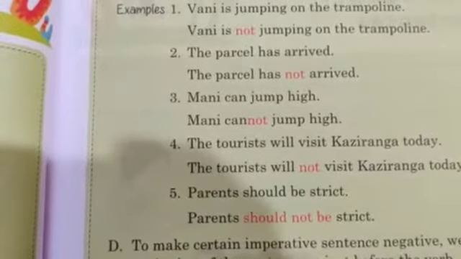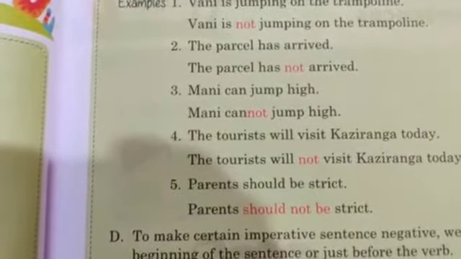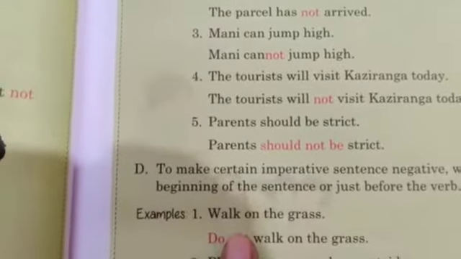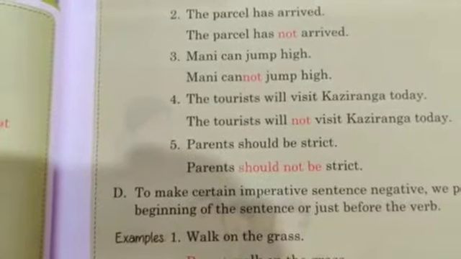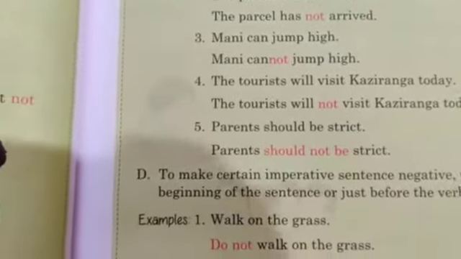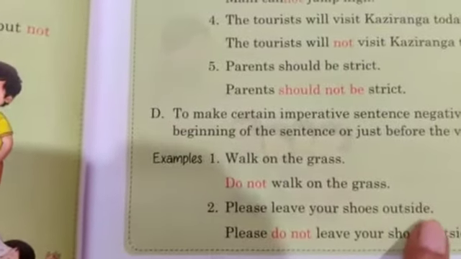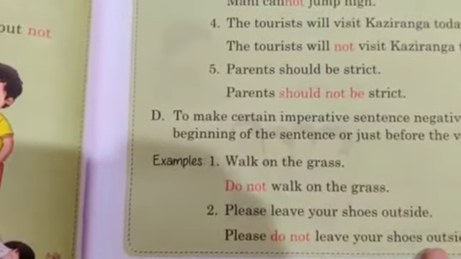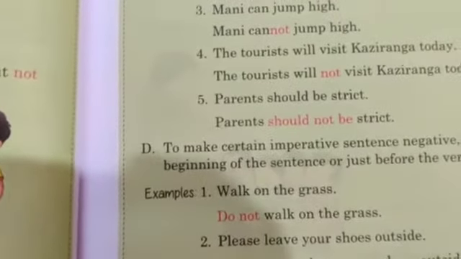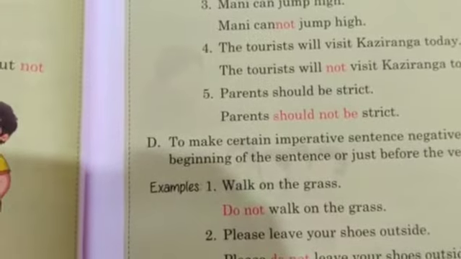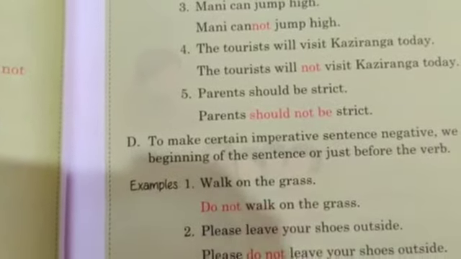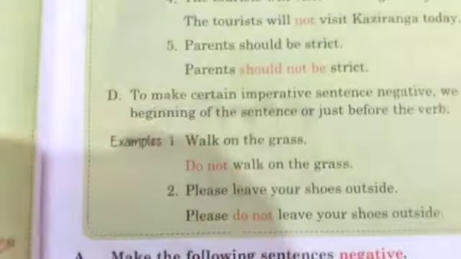If the sentences are imperative and we have to change them into negative, we put do not or don't in the beginning of the sentence or just before the verb. Walk on the grass. Do not walk on the grass. Please leave your shoes outside. Please do not leave your shoes outside. Do this, don't do this. So, in imperative sentences, if we have to change it into negative, we use do not or don't at the beginning of the sentence. I hope you have understood.